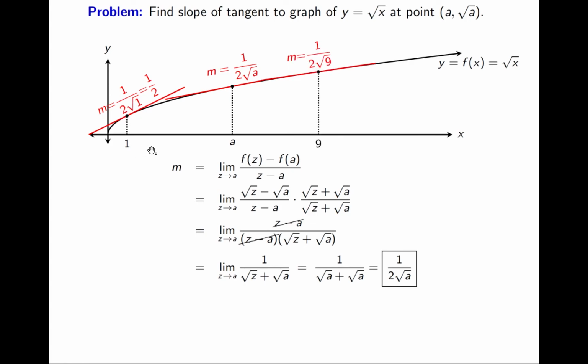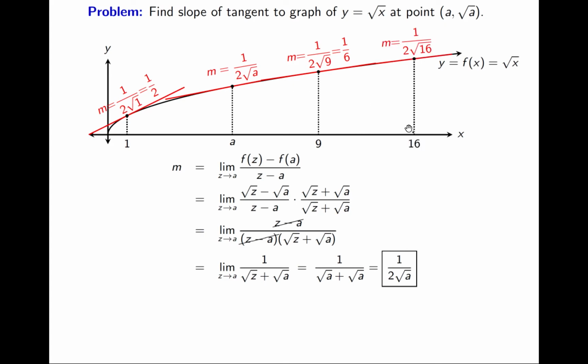Let's take a different value for a. How about a equals 9? And I'm picking perfect squares here. What is the slope of this tangent line? According to our formula, it's 1 over 2 square root of 9, because the a is 9 now. And the square root of 9 is 3, and we get 1/6. So the slope of this tangent line is 1/6, which makes sense. You'd certainly believe that rise over run is 1 over 6.